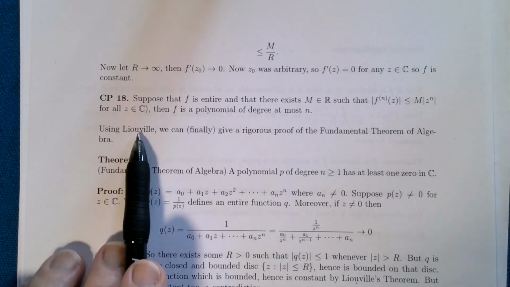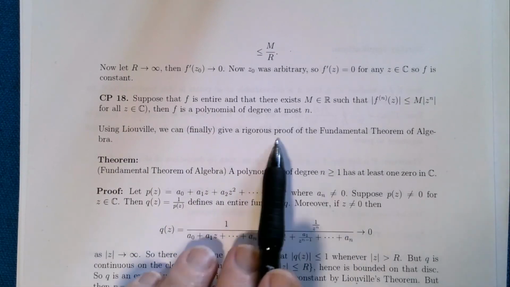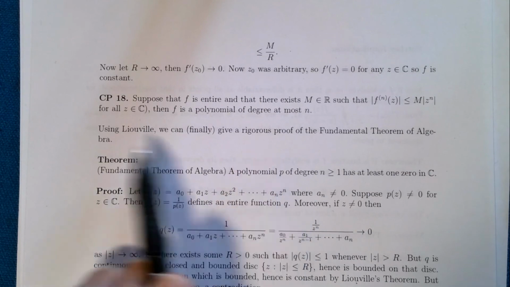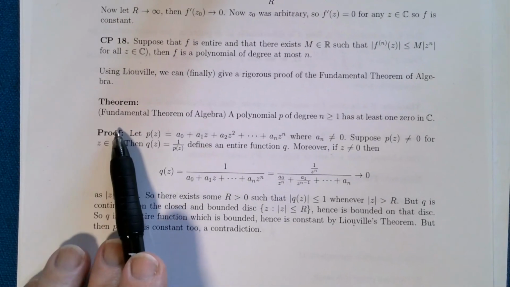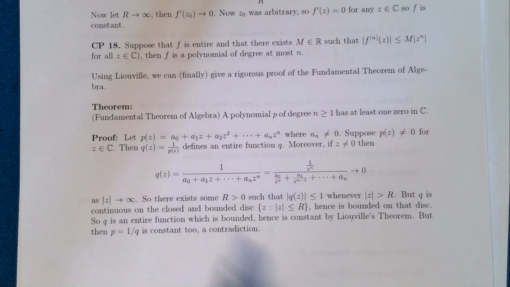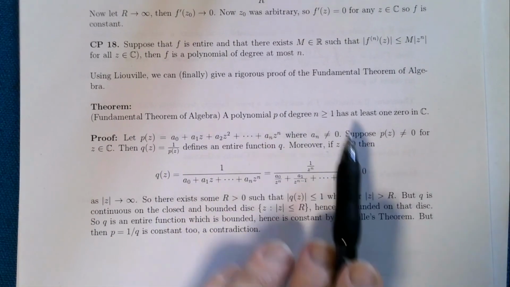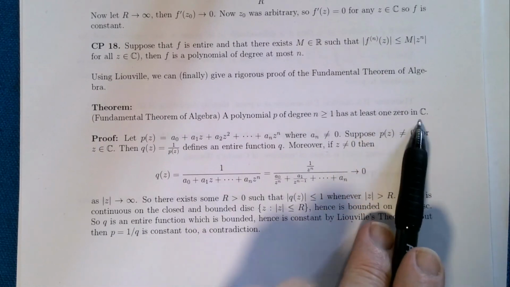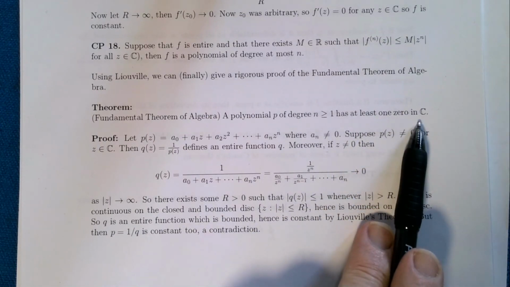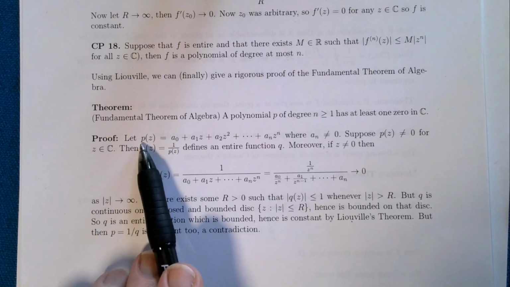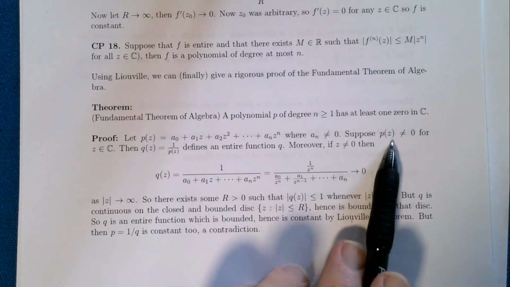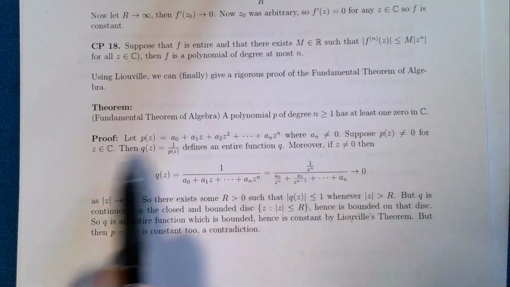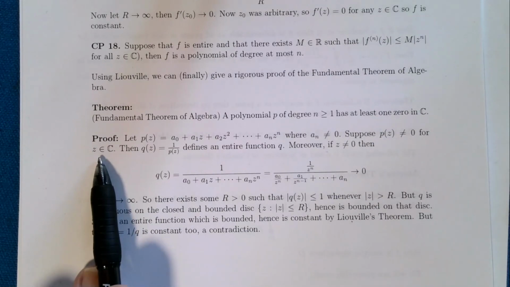Using Liouville, we can finally give a reasonably rigorous proof of the fundamental theorem of algebra, and of course that one you know from earlier courses in mathematics, that a polynomial p of degree n bigger or equal to 1 has at least one zero in the complex plane. And here's a little proof of that. So there's my polynomial, and the a_n is not 0. Now, for contradiction, suppose that this is not 0 for any complex number. So suppose this doesn't have any roots in the complex plane.